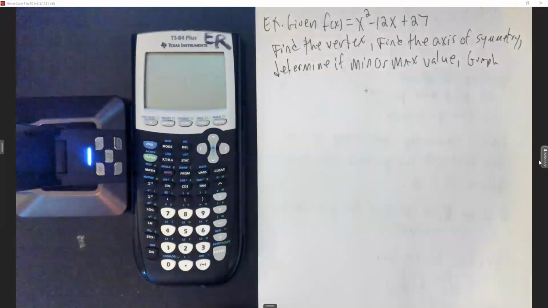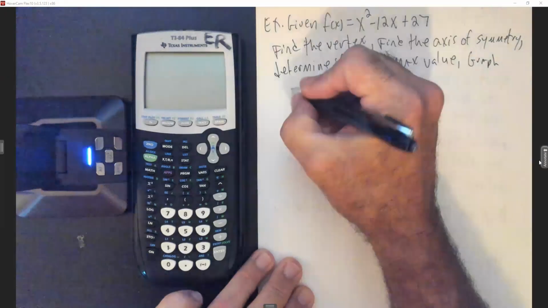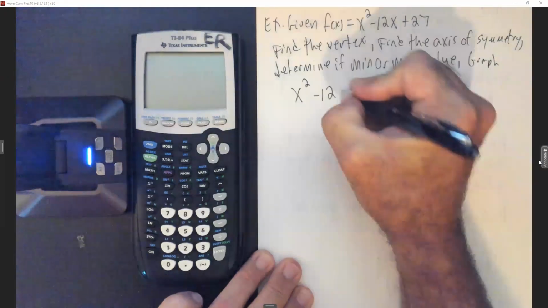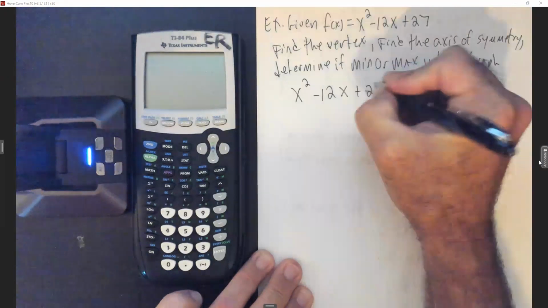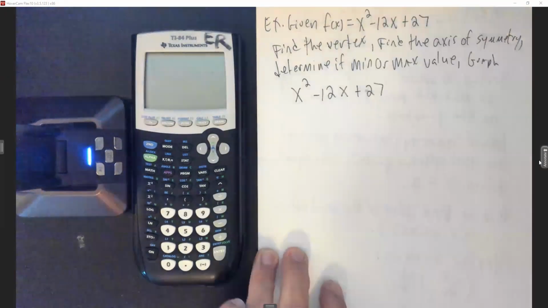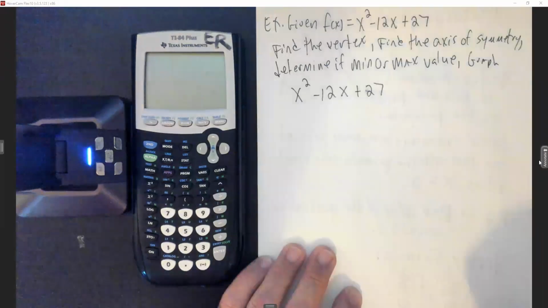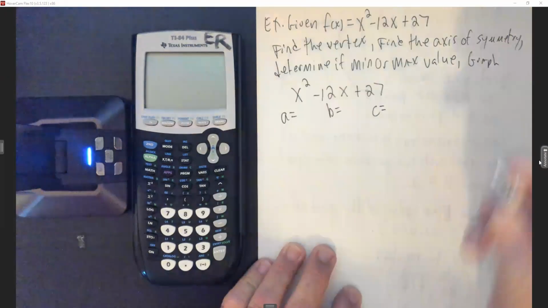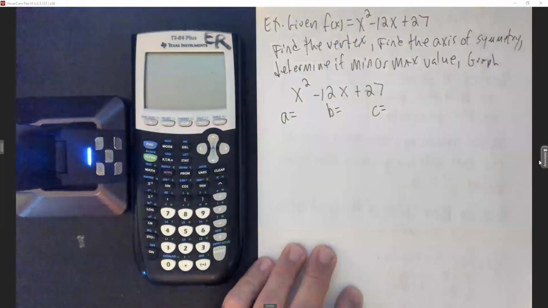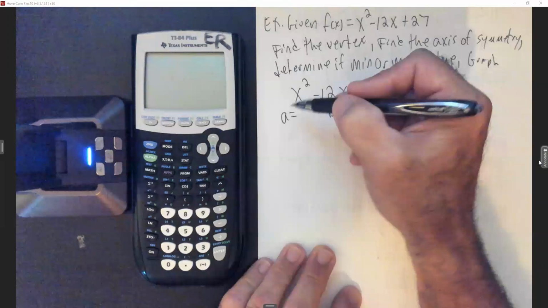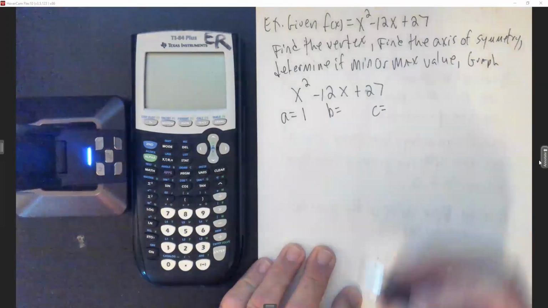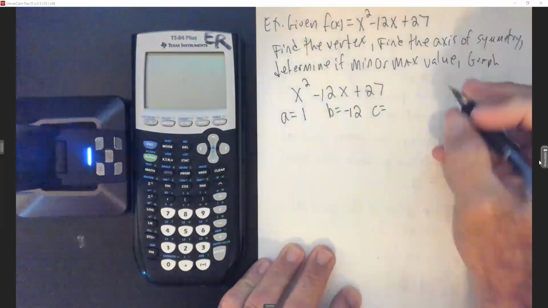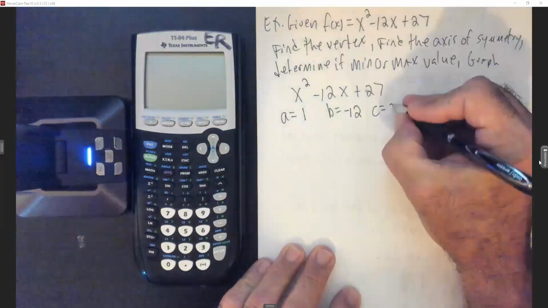Alrighty, so we said the vertex formula. So let's play with this. I got an x squared minus 12x plus 27. In order to use my vertex formula, I got to find my a, b, and c on this. So remember, a, b, and c are just going to be the numbers. Since there's not a number in front of the x squared, we would treat a like a 1. B would be a negative 12. And then c would be 27.